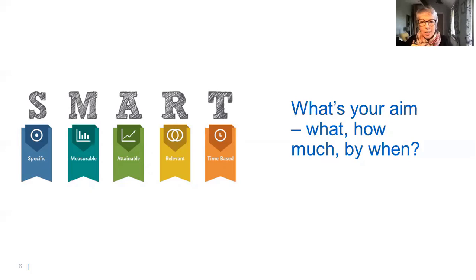Unless you've got a really clear goal, it's so easy to drift into the wrong direction, to lose heart, to lose energy, and not be really clear about what is your clear goal. Once you know what your baseline is, I want you to think about challenging yourselves to set yourself a really ambitious but achievable target. So what do you want to achieve? By how much and by when?